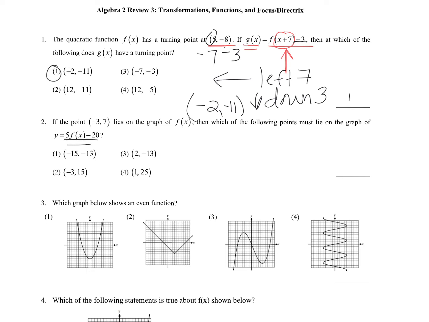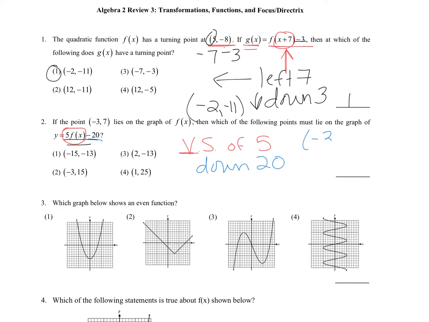The next one shows another transformation of a point that lies on a graph. So this one is always tricky. This is a vertical stretch for the 5. So a vertical stretch of 5. And that means since it's vertical, we're just multiplying the y value by 5. And then after that, we're going to go down 20.